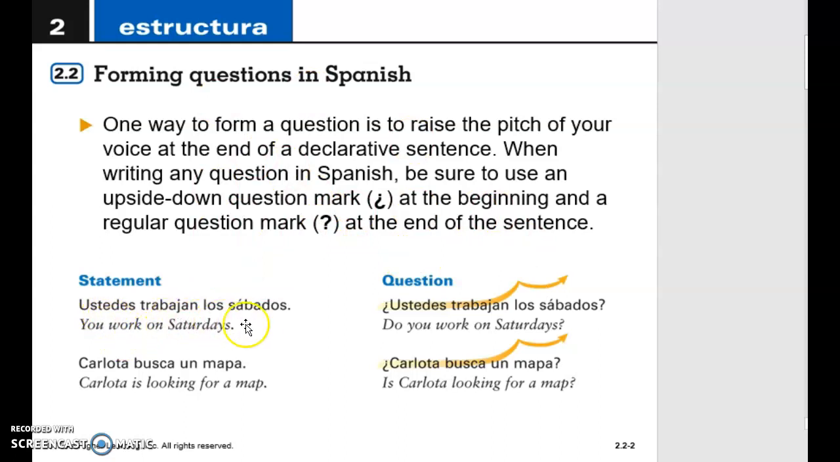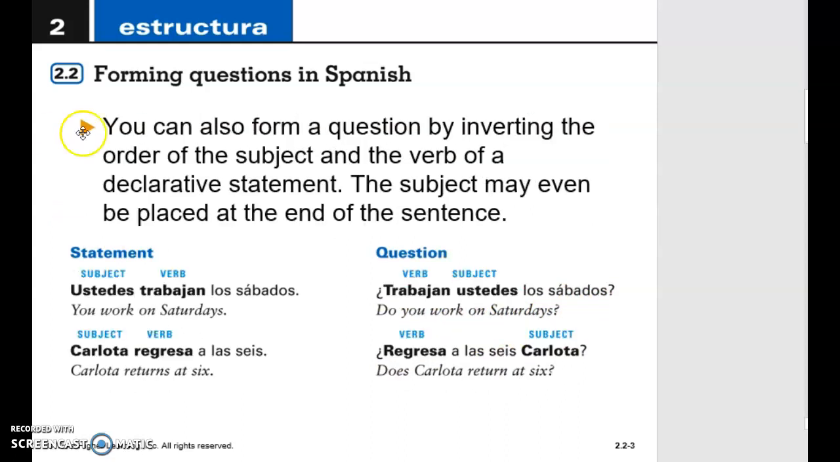"Ustedes trabajan los sábados." You guys work on Saturdays. Now that is a statement. But I want to ask, because I'm not sure if you guys work on Saturdays. Now I'm going to ask, "¿Ustedes trabajan los sábados?" I'm going to raise the ending to indicate I'm asking. It's a different way to pronounce that statement that is now a question.